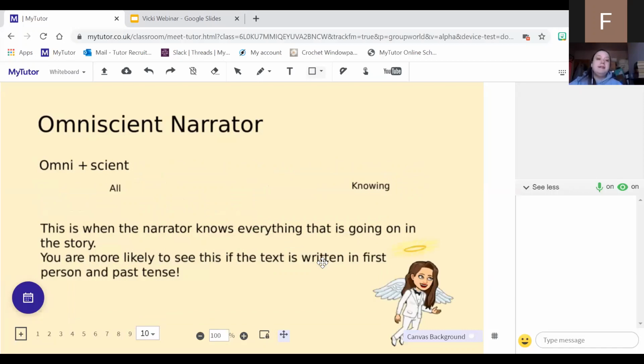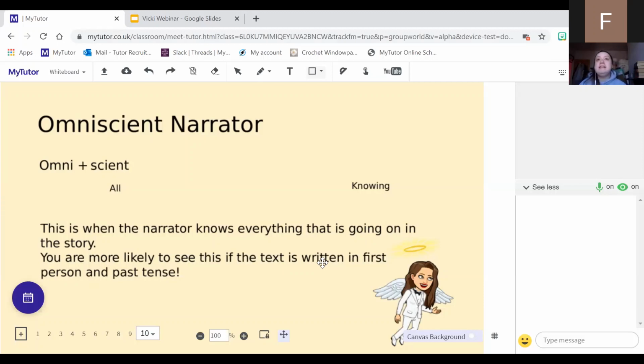Now, omniscient narrator. This is something which you probably won't see very often. For those of you who have done RE, I'm sure you'll know what omniscient is. Omni means all in Latin, and scio means knowing in Latin, to know or to learn. So if we add those two together, omniscient, we get all-knowing. So it's a narrator that is all-knowing, so knows everything that's going on in the story.